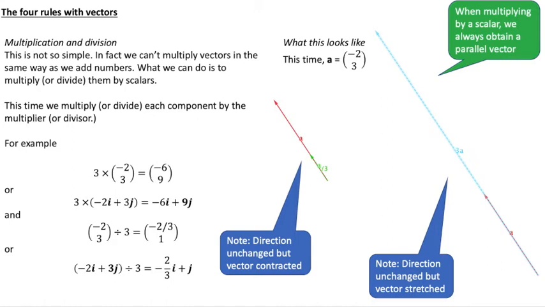And notice when multiplying by a scalar, we always obtain a parallel vector. Now I've drawn these vectors sort of superimposed so that you can compare them, but of course they could be freestanding, as it were. The 3a could be drawn elsewhere and it would still in that case be parallel. And in fact, we can look at that the other way round. If we want to know whether two vectors are parallel, all we have to do is show that one of them is a scalar multiple of the other.